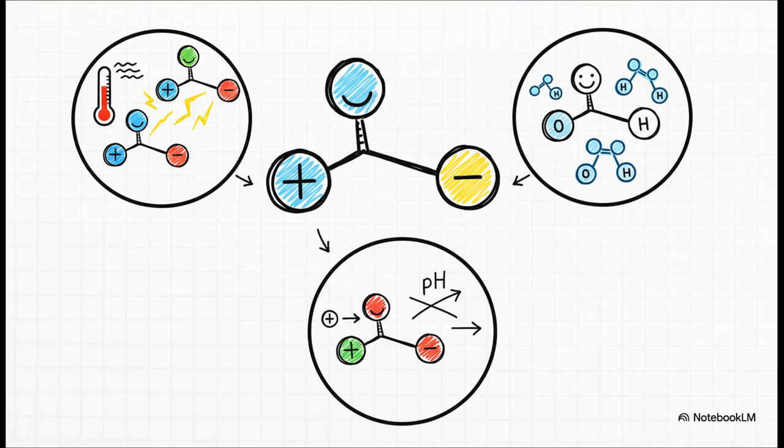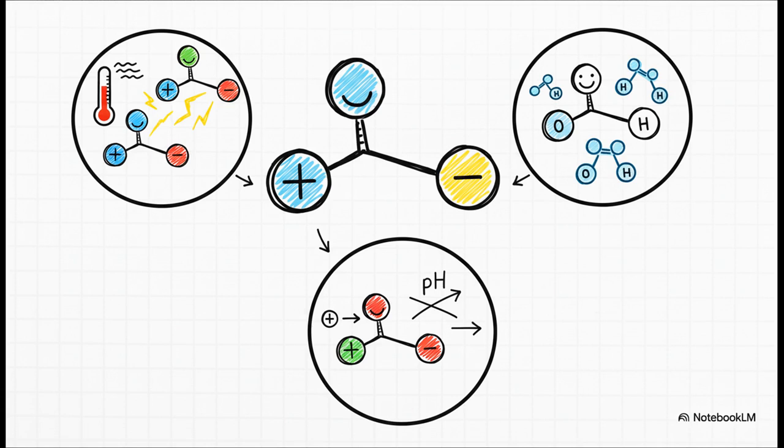This whole zwitterion thing explains so much about how amino acids behave. Because they're basically little internal salts, they have super strong attractions to each other. That's why they have such high melting points. It's also why they dissolve so well in water. And because they have both an acidic bit and a basic bit, they can act as buffers. They can soak up extra acid or base to resist changes in pH, which is absolutely vital for keeping our bodies stable.